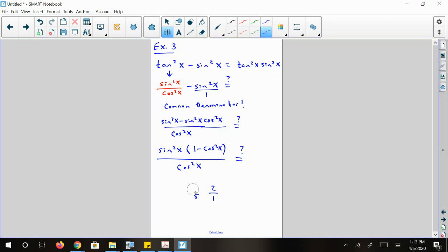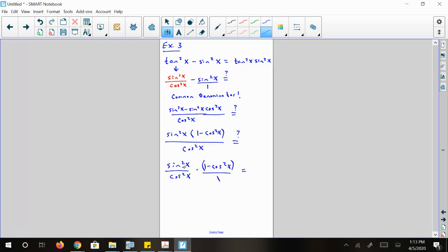So I'm going to try something similar to that here, and split this up and write it as sine squared of x over cosine squared of x times 1 minus cosine squared of x. If you want to, you can put over 1. Now the top will be this times this, which is what we have here, and cosine squared of x times 1 gives me cosine squared of x. And now from here, we can finish this problem all in one step.